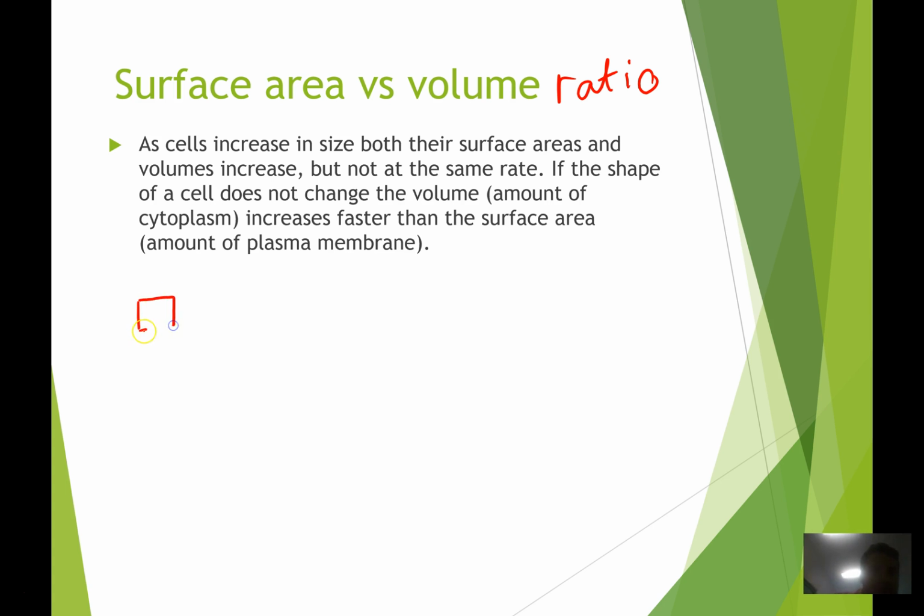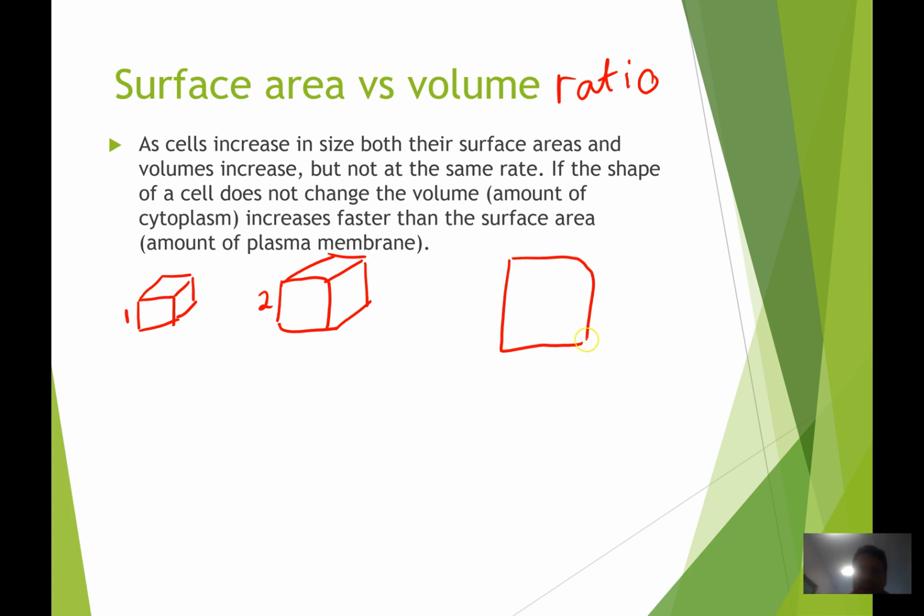So if we had a cell that's a perfect cube, obviously a cell like this doesn't exist, and this perfect cube cell had a side length of 1. Then another cell that was a little bit bigger, also a perfect cube, with a side length of 2. And then the same again, bigger, with a side length of 3. All of these are perfect cube cells. Let's see what would happen to their surface areas and their volumes.